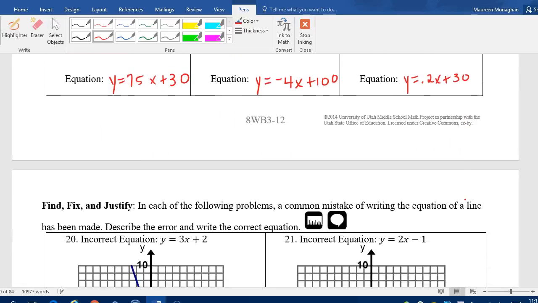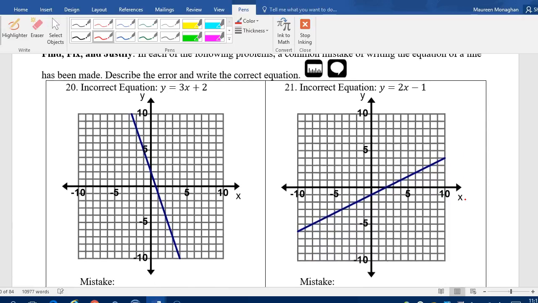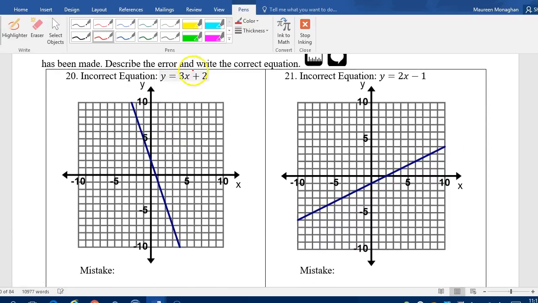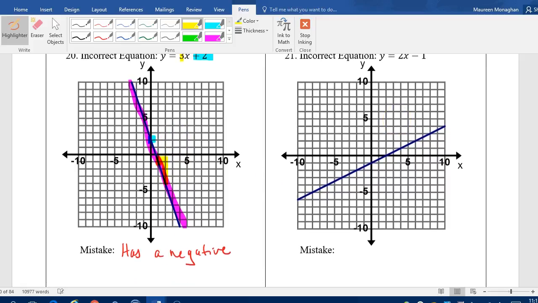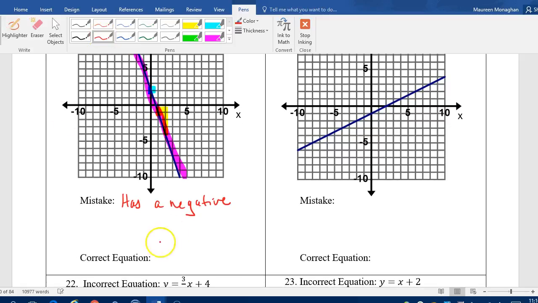Not bad. All right. Fix, find, and justify. We got to find the error. Here's the incorrect equation. They're saying the slope is 3 and the y-intercept is a positive 2. Okay. Alarm went off. What is happening here? The graph has a negative slope. So it's got to be negative. Let's check the slope and make sure it's going up 3 over 1. So that does work. So the mistake is they should have put a negative slope. So y equals negative 3x plus 2.